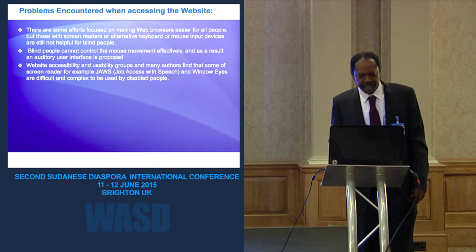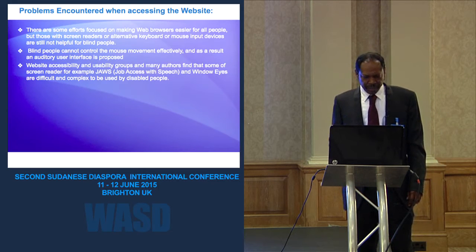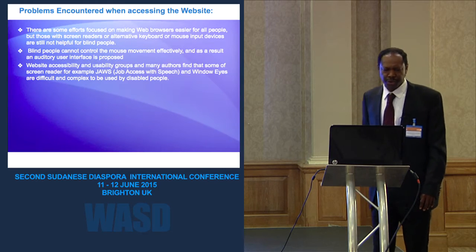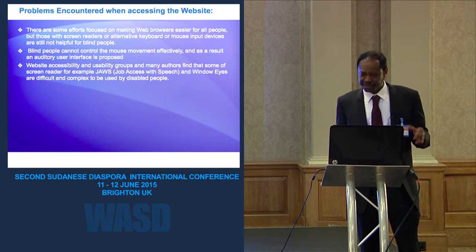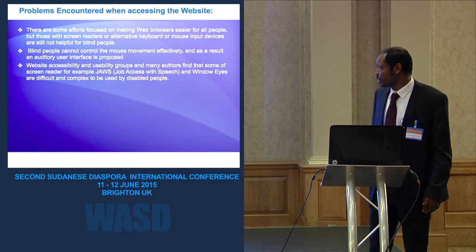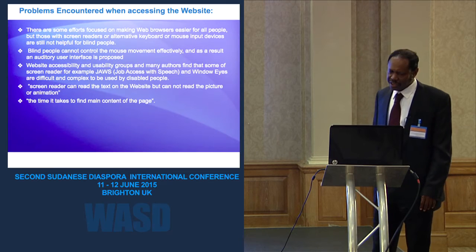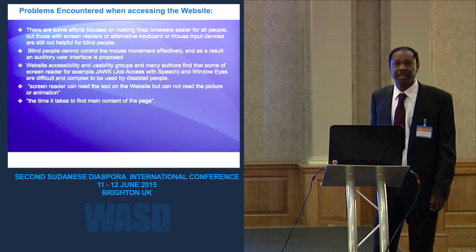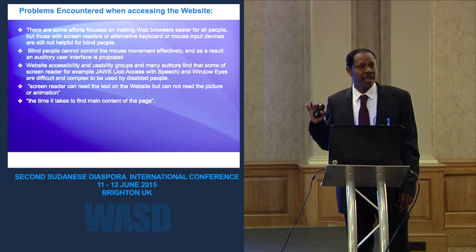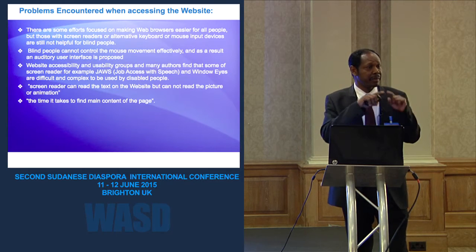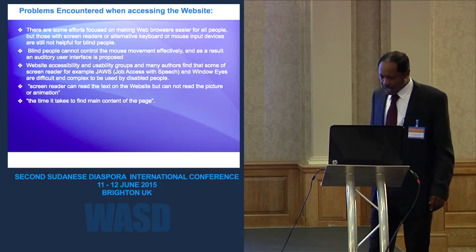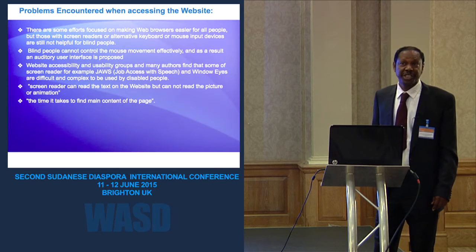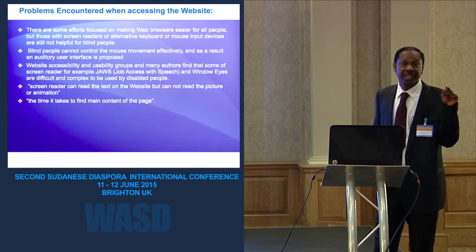Web accessibility and usability groups have found that some screen readers, for example JAWS, which is Job Access With Speech, and Window-Eyes, are difficult, very complex, and also expensive for people with visual impairment. A screen reader can read the text on a website but cannot read the picture. This is a big challenge for the visually impaired when the screen reader reads a picture and there is no tag or caption to tell them this is a picture. Animation and Flash are also a problem, as a screen reader cannot read animation or Flash.